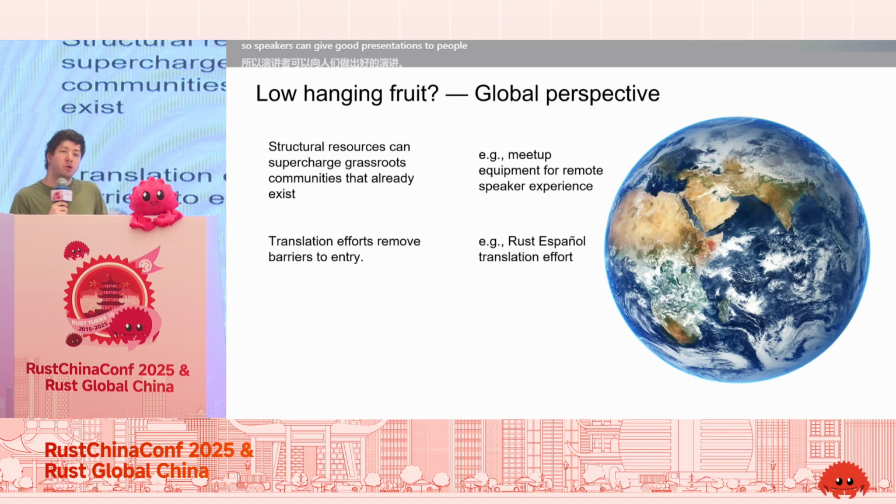Second is translation, right? So all the official Rust documentation is in English, but for a lot of people around the globe, they don't speak English. And so there's efforts like the Rust Español group that are translating the English documentation into Spanish. And things along this line can help a lot.